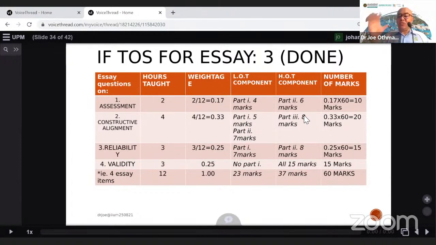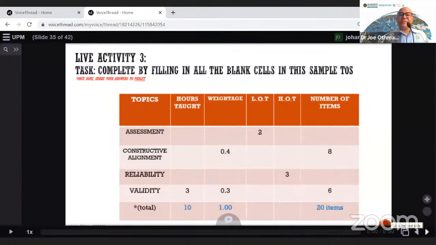Let's say, then you give one scenario. Based on this test given by the doctor to a student, where was the mistake? Could you identify the misalignment and propose how to correct it? And then there are marks, right? And so on. So, okay.